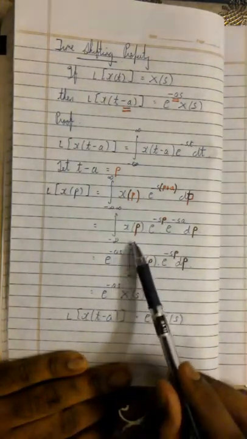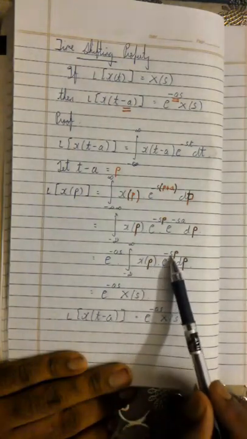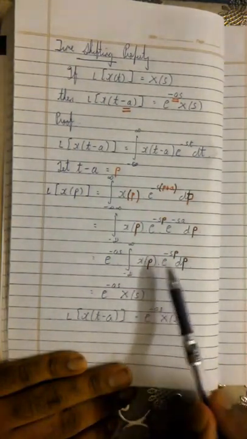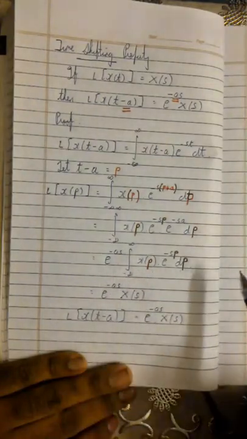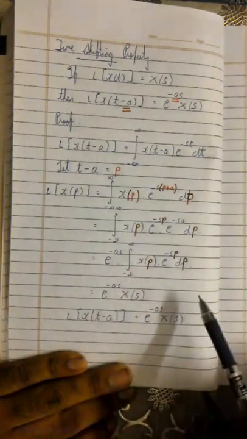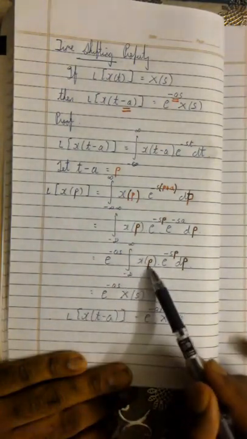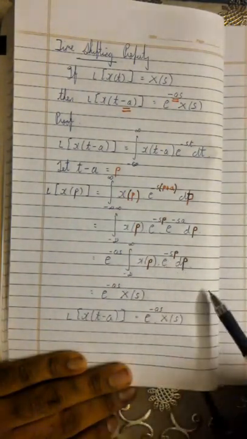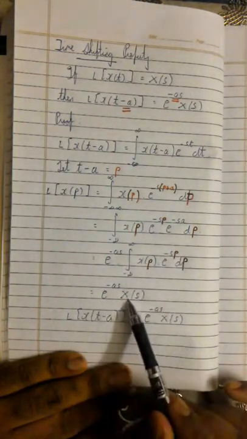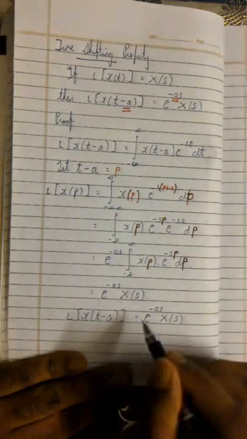Okay, so as you all know, if you look over here, this is nothing but the integral from minus infinity to plus infinity of x of t into e raised to minus st dt, right? As long as this equation is concerned, p and t are just variables. As far as the mathematics is concerned, p and t are nothing but variables. So this is nothing but x of t into e raised to minus st dt. Okay, so this is also the Laplace transform, right? So this is X of s.